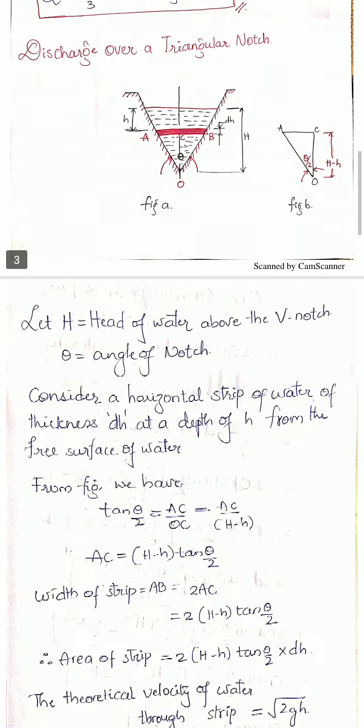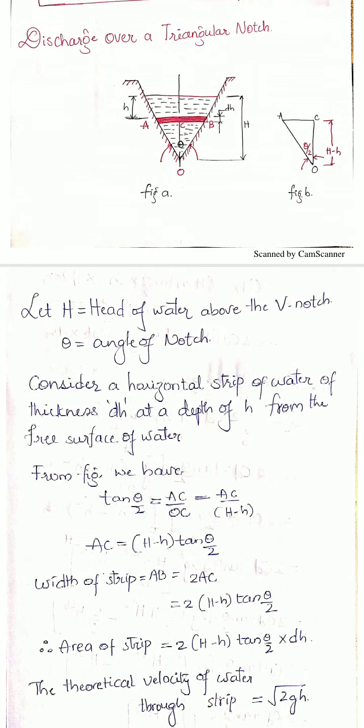So let's see the discharge over a triangular notch. Okay, so triangular it is. If it is of this shape, a triangular notch, you can see these details. Let H be the head of the water above the V notch and theta be the angle of the notch. Consider a horizontal strip of water of thickness dh at a depth of h from the free surface of water. You can see this red color is marked as the free surface, the topmost layer. From there h is measured.